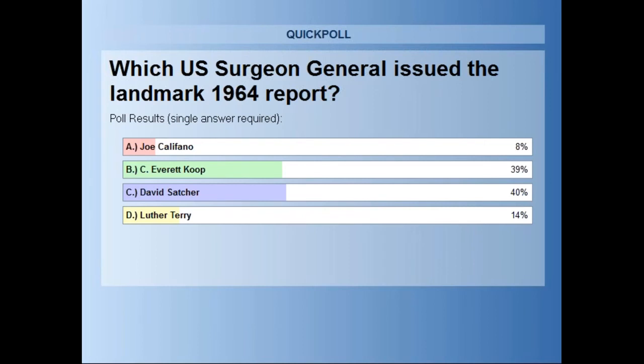So you must all be young on this call. And that question, now that I look at it, that's not a great stem. It should have said the landmark report on tobacco, might have been a more helpful stem. Though, if you know your Sentinel events, 64 was the year of the tobacco report.